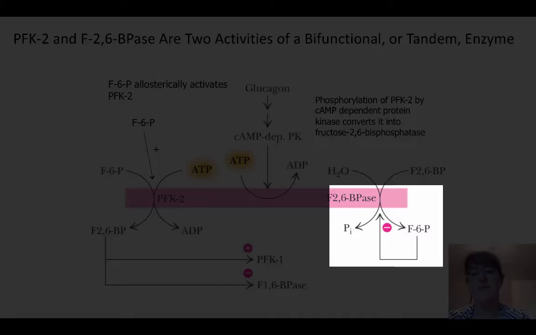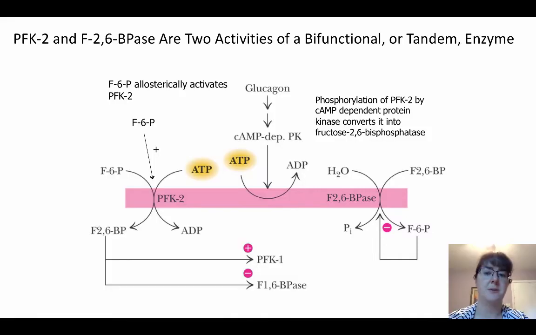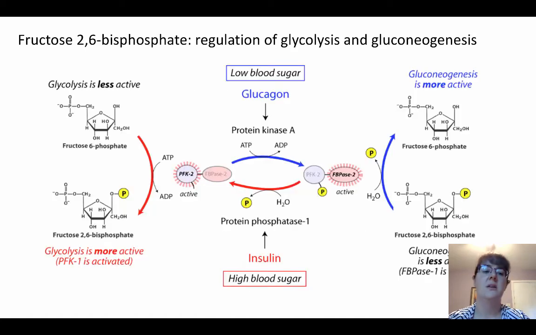The last part of this here is looking at the fact that fructose 6-phosphate actually naturally does a negative feedback loop on the phosphatase activity. So if there is a lot of fructose 6-phosphate hanging around, then it will go ahead and block the phosphatase activity of this enzyme. This is trying to get a better bird's eye view of that phosphorylation happening.